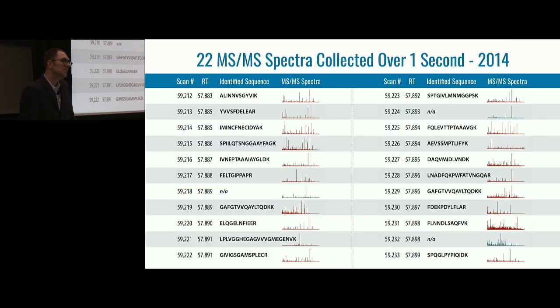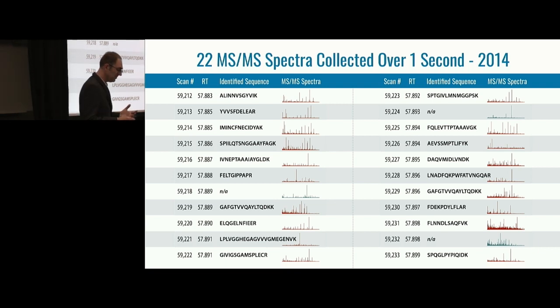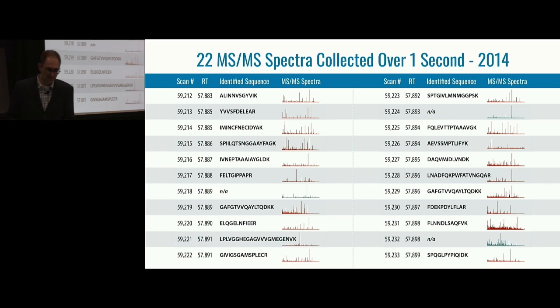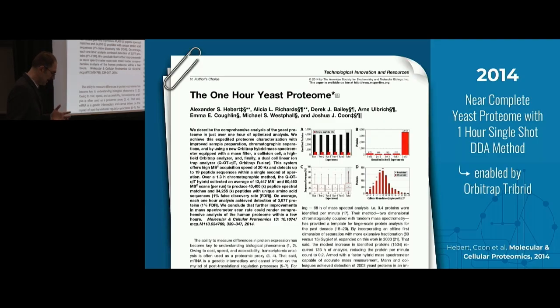But in about 2014, when we had the first Orbitrap Tribrid system, with the speed of the ion trap you were able to collect, in this case, about 22 tandem mass spectra per second in a data-dependent way, and you can see the majority of these in this example in that 1 second got mapped to sequence. It seemed really good, and we were able to use that technology to map most of the proteins expressed in the yeast proteome in just over an hour, and that was all enabled by a single-shot DDA method and by the Orbitrap Tribrid platform.